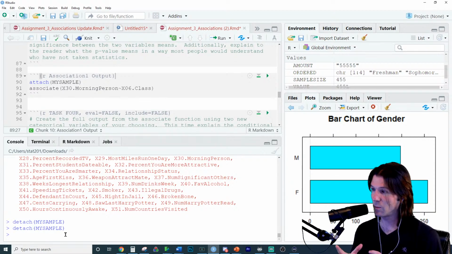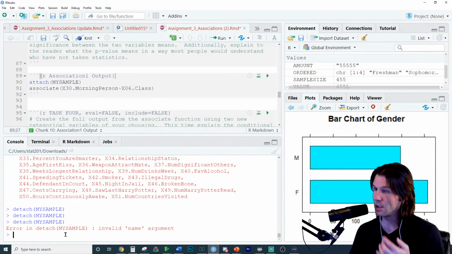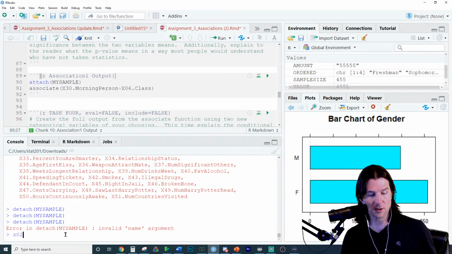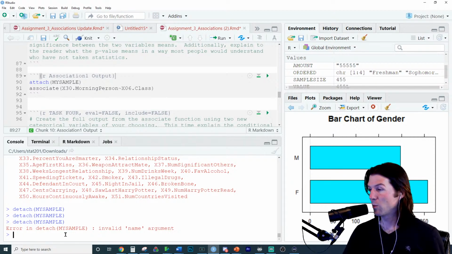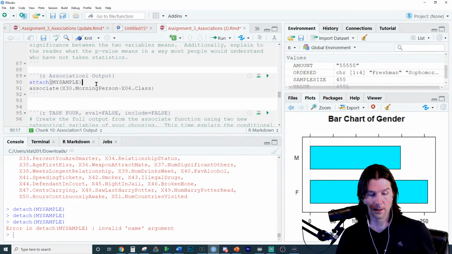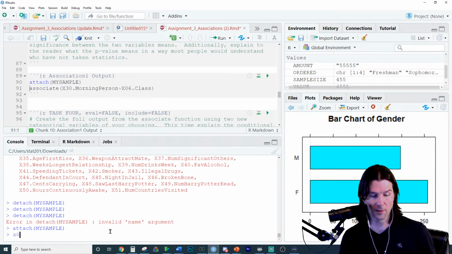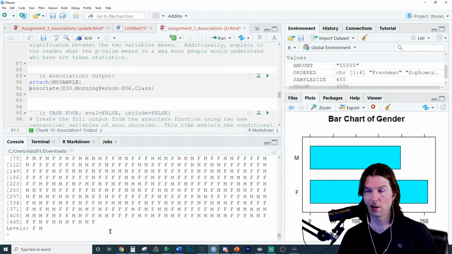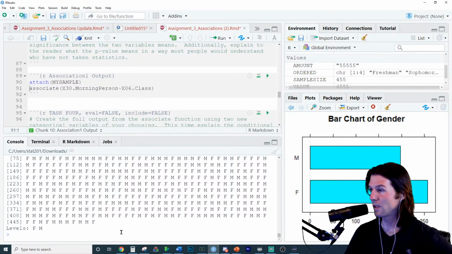Attached means it's accessible anytime from the global environment. If I run it now, it'll say that there's nothing attached. So this means I can't write XO2 and it'll autocomplete. But when we attach it right here, this will make them accessible via the global environment. And now we can write XO2 and it'll give us that vector. Is this making sense, Seth?